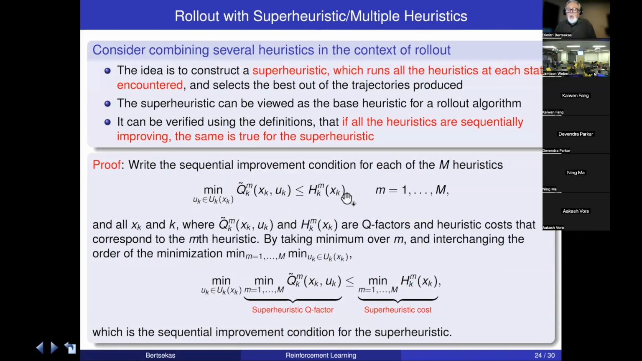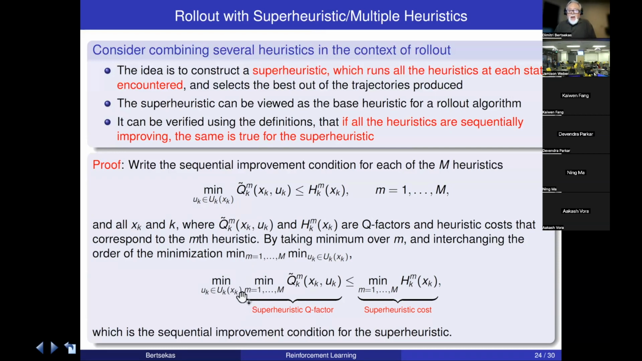Now we take the minimum of both sides over M, over all the heuristics. On the left, we get the minimum of this heuristic, which is precisely the super heuristic cost. On the right, we obtain the minimum over M of the minimum over controls. But we can interchange the order of minimization. First minimize with respect to U, and then minimize with respect to M.